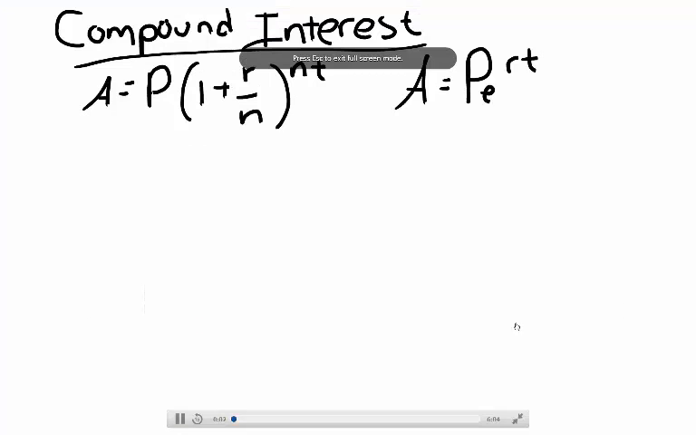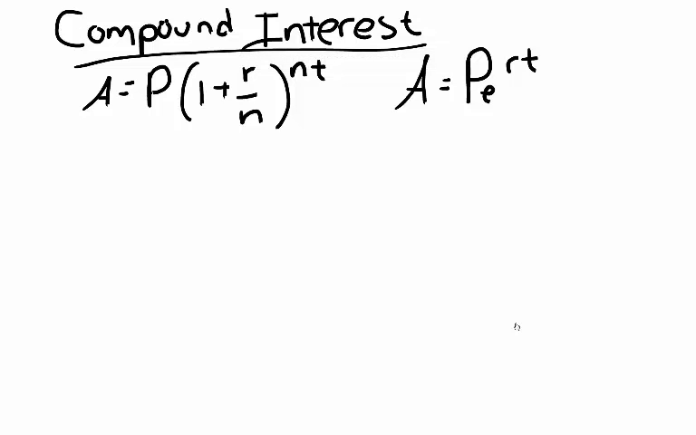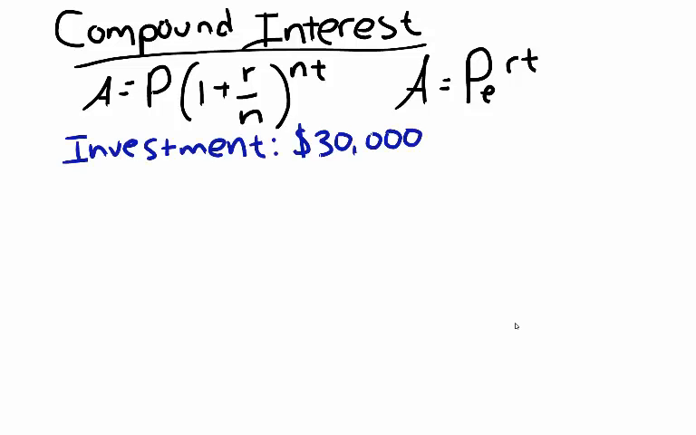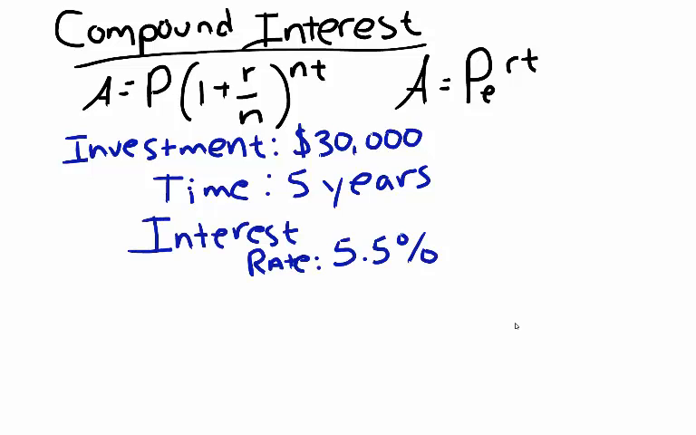In this video, we're going to learn how to solve problems using the compound interest formulas. Suppose that you're asked to find the accumulated value of an investment of $30,000 for 5 years at an interest rate of 5.5%. Given this information, let's find out what the value of the investment would be when compounded semi-annually.